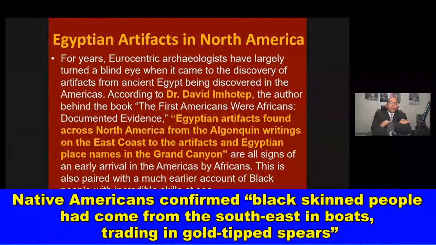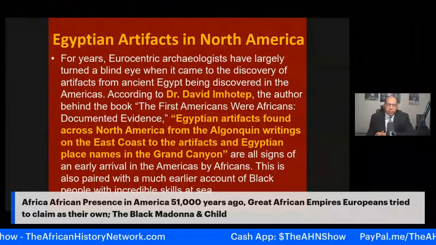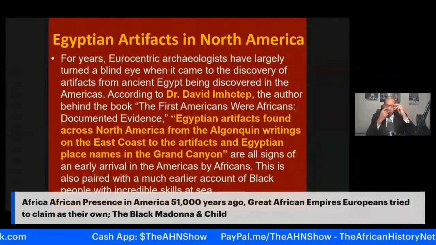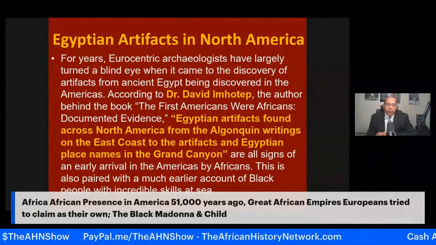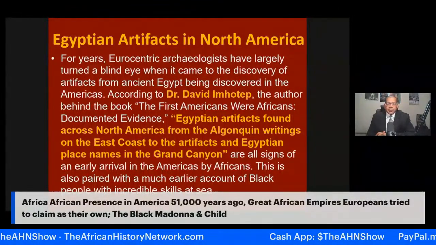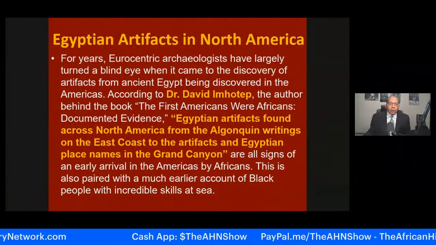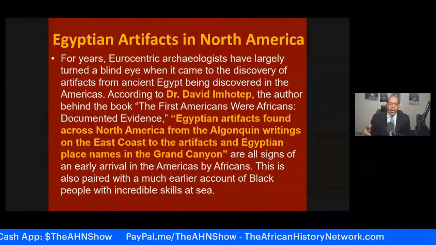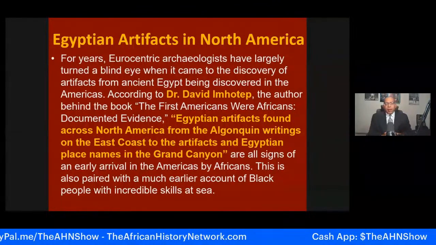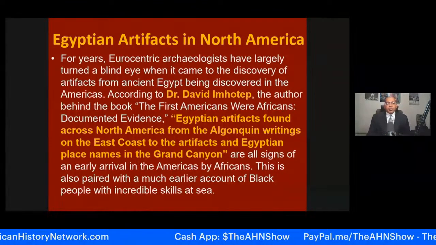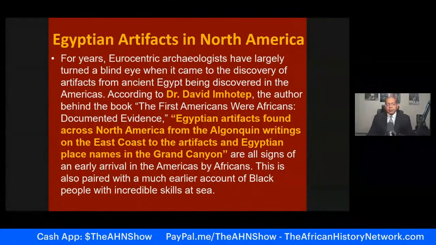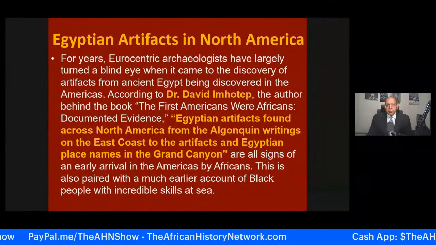Now, if we look at Egyptian artifacts in North America, for years, Eurocentric archaeologists have largely turned a blind eye when it came to the discovery of artifacts from ancient Egypt being discovered in the Americas. According to my friend Dr. David Imhotep, the author of the book, The First Americans Were Africans, Documented Evidence, quote, Egyptian artifacts found across North America, from the Algonquin writings on the East Coast to the artifacts and Egyptian place names in the Grand Canyon, end quote, are all signs of an early arrival in the Americas by Africans.